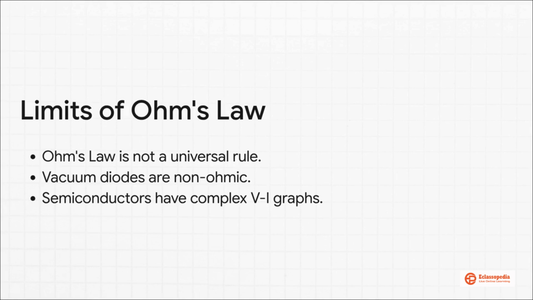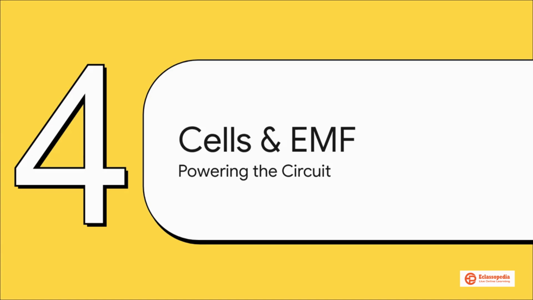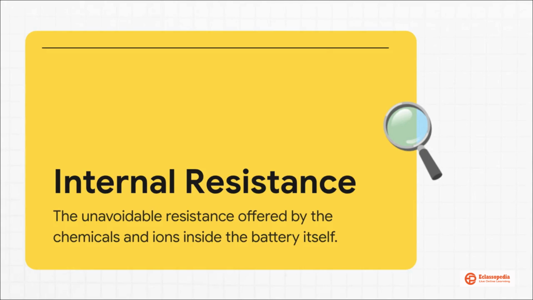All right, let's jump to Section 4, cells, EMF, and internal resistance. You know, we tend to think of batteries as these perfect, endless sources of voltage, but they really aren't. A battery creates power through chemical reactions inside an electrolyte, but the ions inside that electrolyte also crash into each other. This creates a natural, totally unavoidable traffic jam inside the battery itself, which we call internal resistance. You'll usually see it represented by a little lowercase r in circuit diagrams.